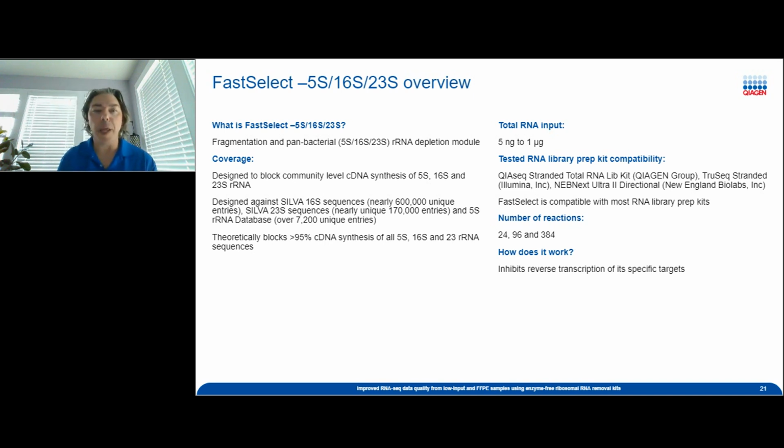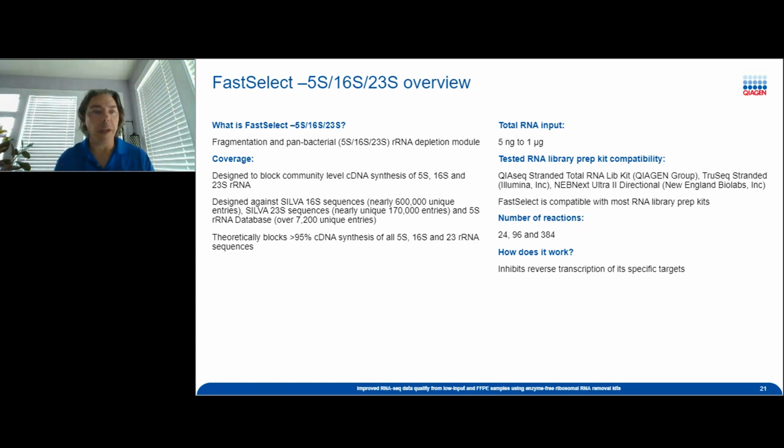We've tested this with anything from 5 nanograms to 1 microgram of total RNA input, and we've used a lot of different RNA library kits here, including the NEB Ultra 2 Directional, the TruSeq Stranded Kit, and a few others that we now have up on our website here.